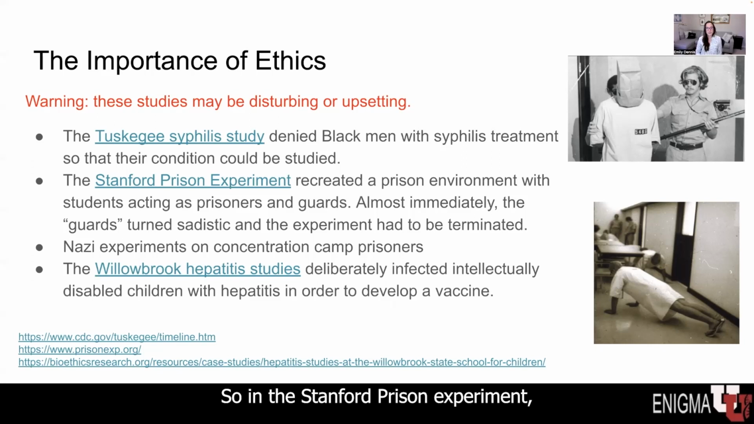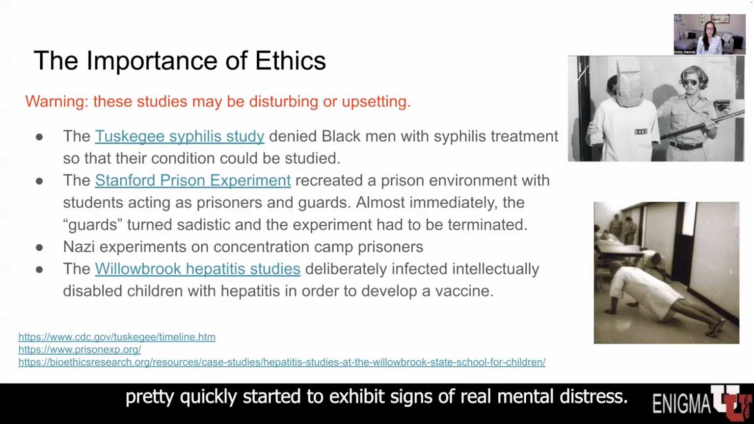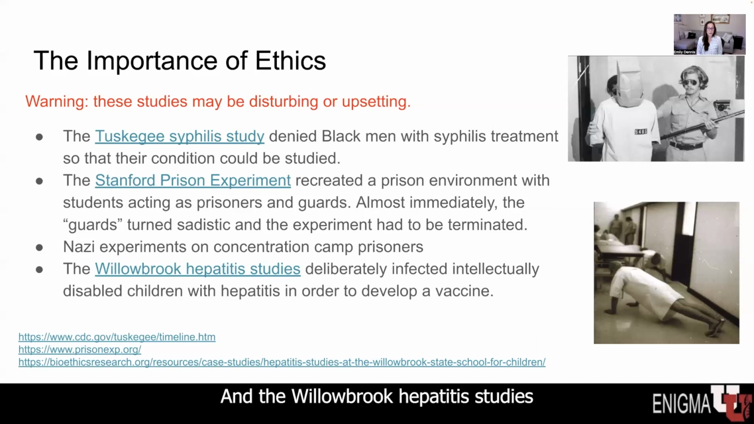So in the Stanford prison experiment, they recreated a prison environment with students who were randomly assigned to be prisoners or guards. And the study had to be terminated early because, randomly assigning people to these groups, the guards pretty quickly turned sadistic, and the prisoners pretty quickly started to exhibit signs of real mental distress. And so the experiment had to be stopped. Of course, every single Nazi experiment done on concentration camp prisoners was highly unethical and disturbing. And the Willowbrook hepatitis studies deliberately infected intellectually disabled children with hepatitis in order to develop a vaccine.